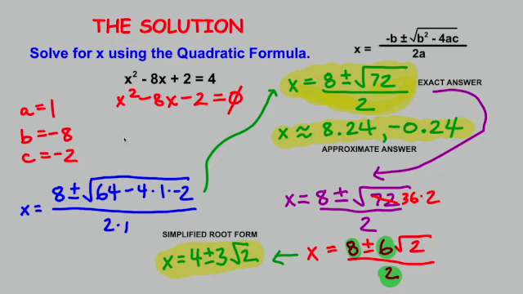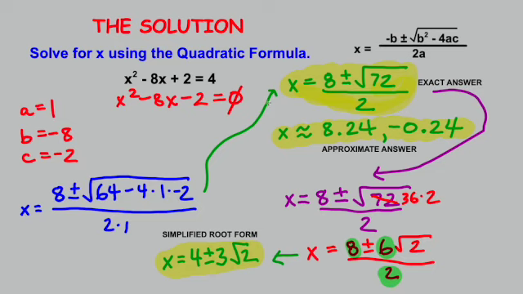Went ahead, plugged them into the equation here. So I have the opposite of b, which is 8. I'm going to go ahead and square negative 8. Well, negative 8 times negative 8 is 64. And then it's always minus 4 times a, which is 1, and then times c, which is negative 2, and then it's all over twice a, so that'll be 2 times 1. I went ahead, grabbed my calculator, and I took 64 minus 4 times 1 times negative 2.